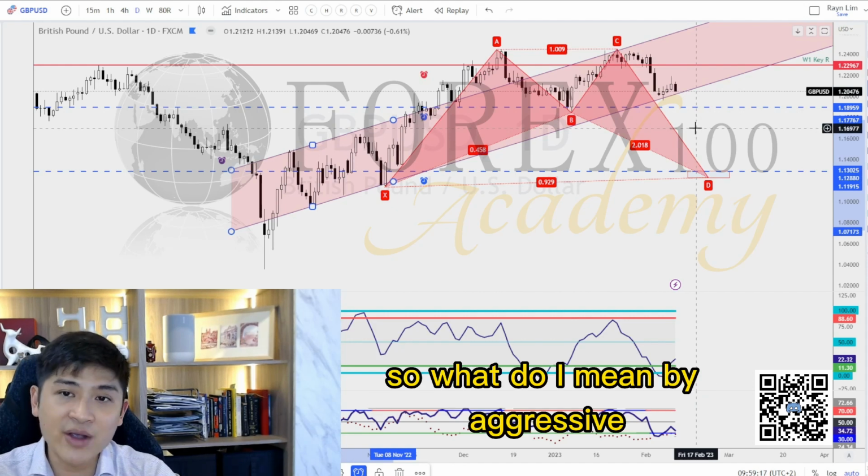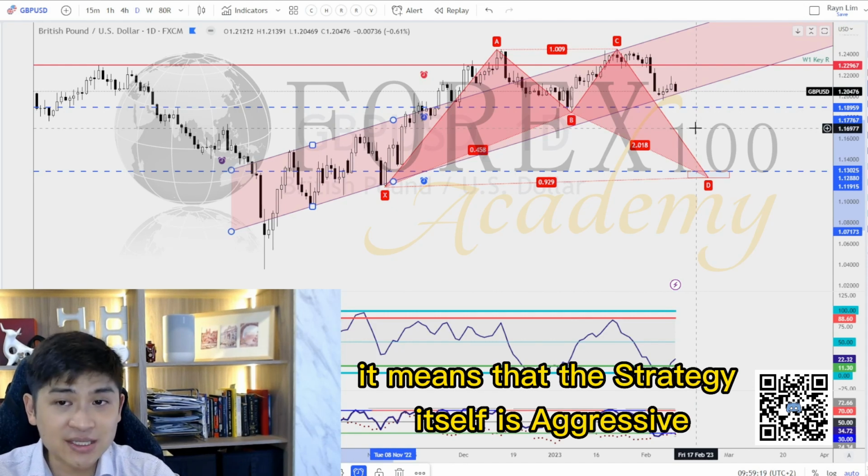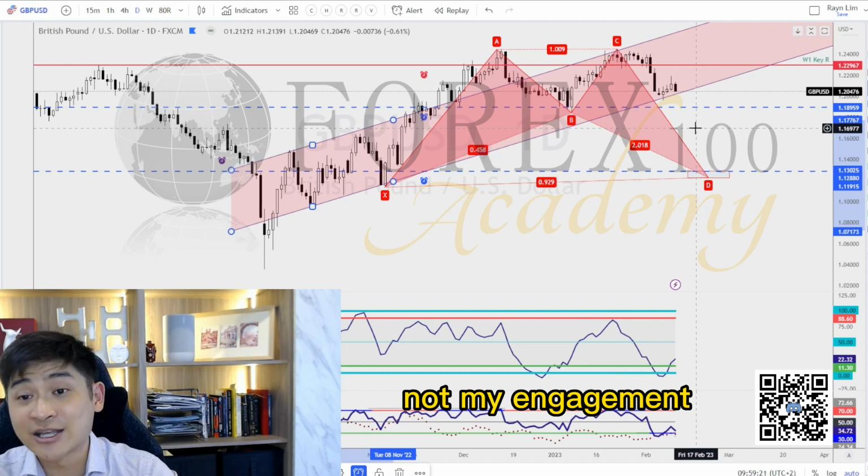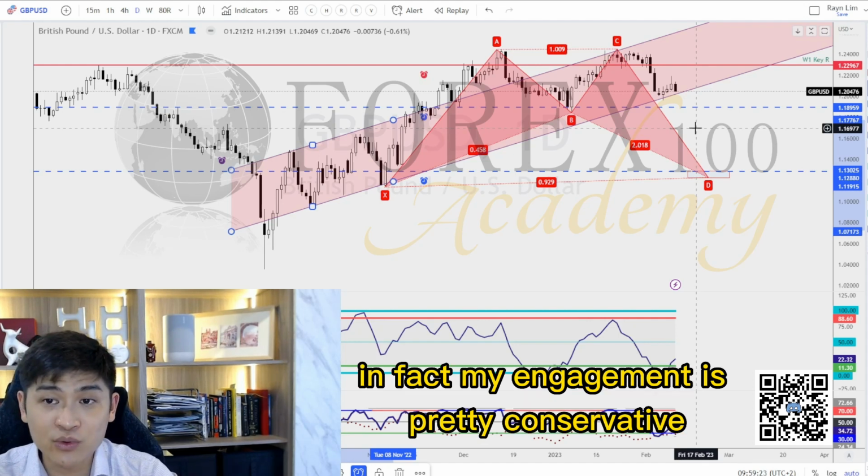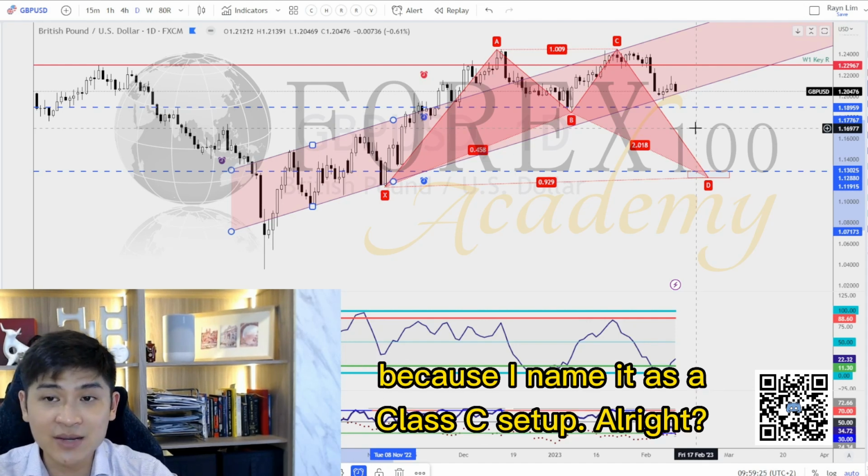So what do I mean by aggressive? It means that the strategy itself is aggressive, not my engagement. In fact, my engagement is pretty conservative with this kind of setup because I name it as a Class C setup. All right.